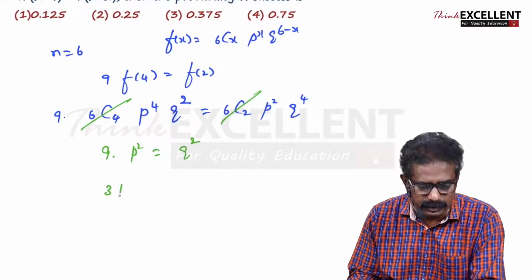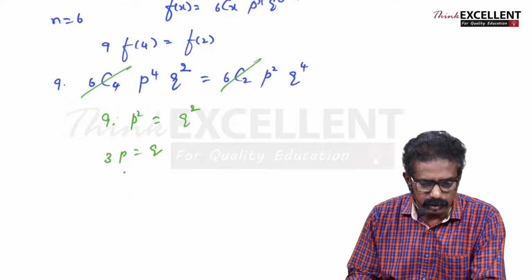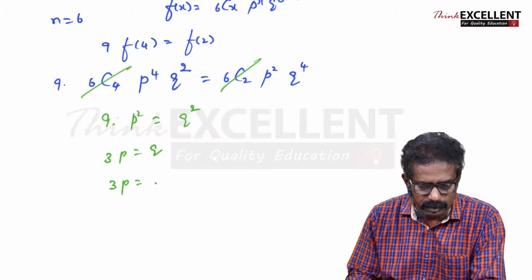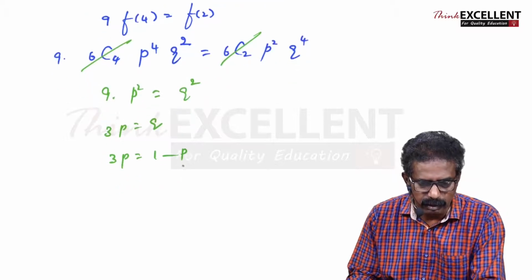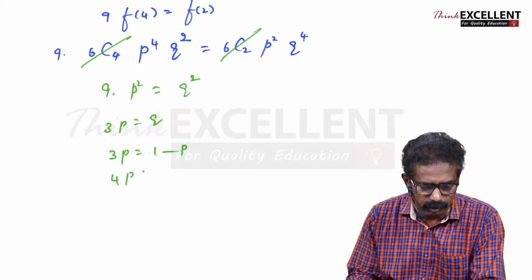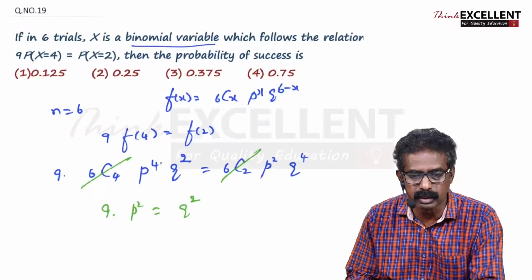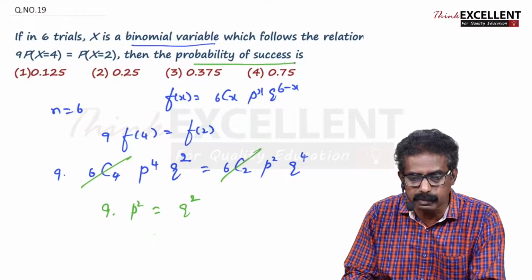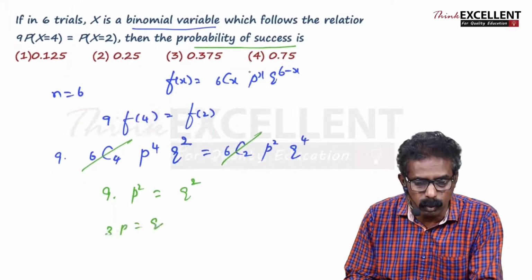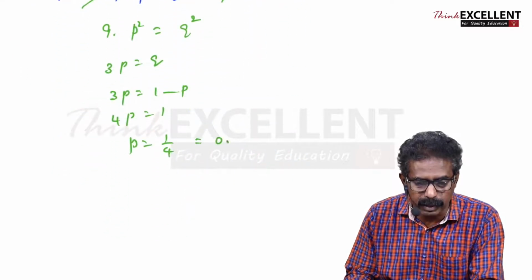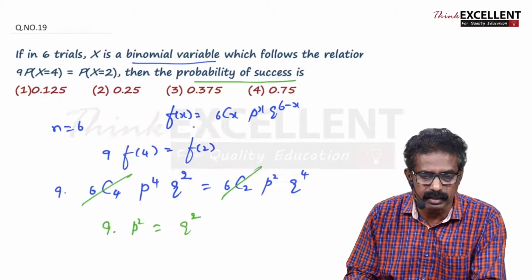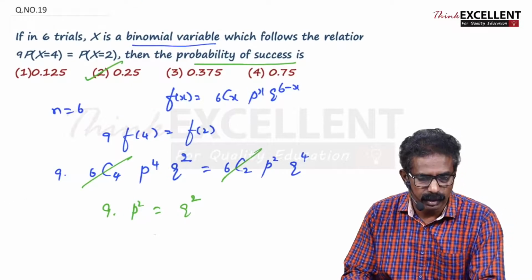So 3p is equal to q. Q can be written as 1 minus p, right? Bring minus p here, so 4p equals 1. So p equals 1 by 4. What they asked in the question is the probability of success, only p, 1 by 4, that is 0.25 because in the options they gave like that, okay?